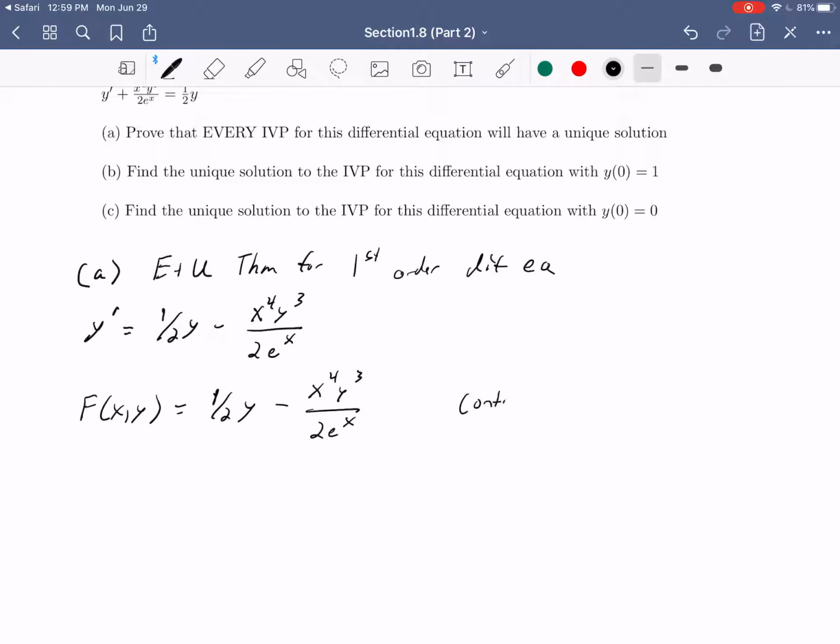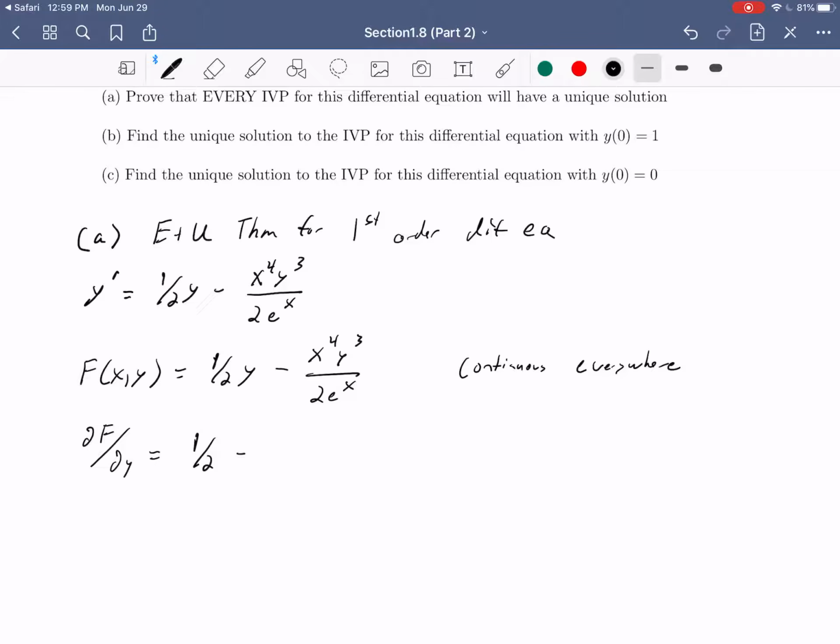And if we look at the partial with respect to y, well, we would get 1/2 minus all this stuff. And you might think quotient rule, but again, only the y cubed is being treated as a variable. So it's actually a little bit easier. It's just 3x to the fourth y squared over 2e to the x. And since that has the exact same denominator, and again, e to the x is never equal to 0, that is continuous everywhere.